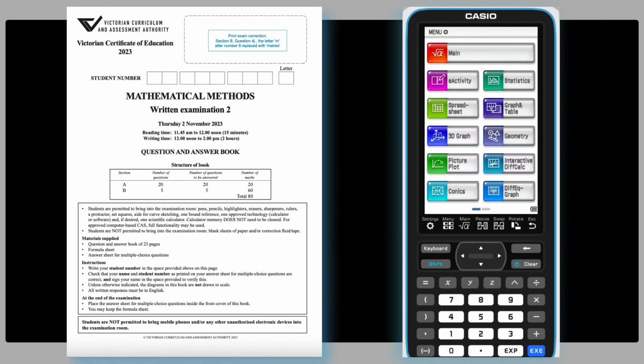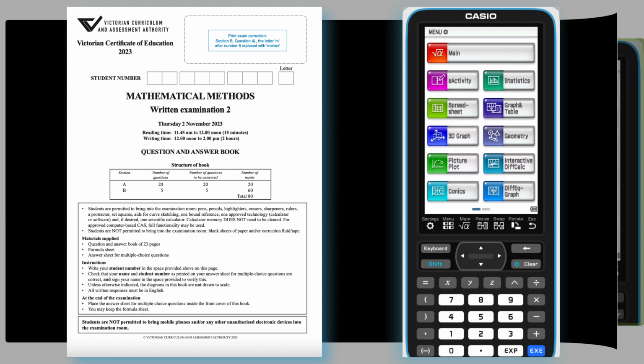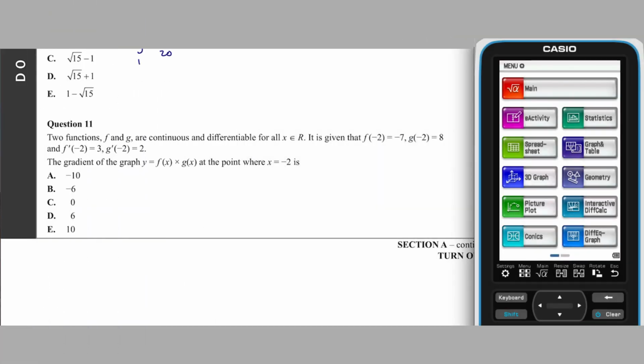This video will present solutions to the VCE 2023 Mathematical Methods Written Examination 2, Section A, questions 11 to 15. Question 11 asks for the gradient of this product function at the point where x equals minus 2.